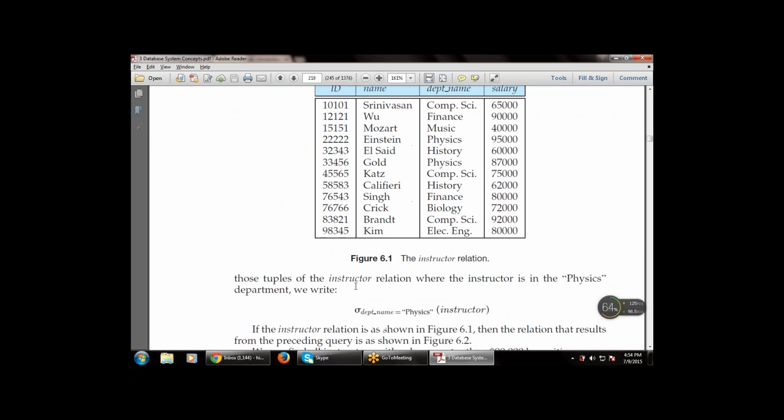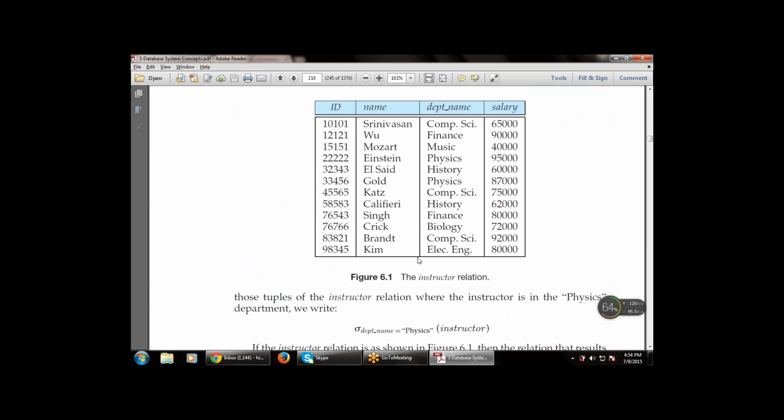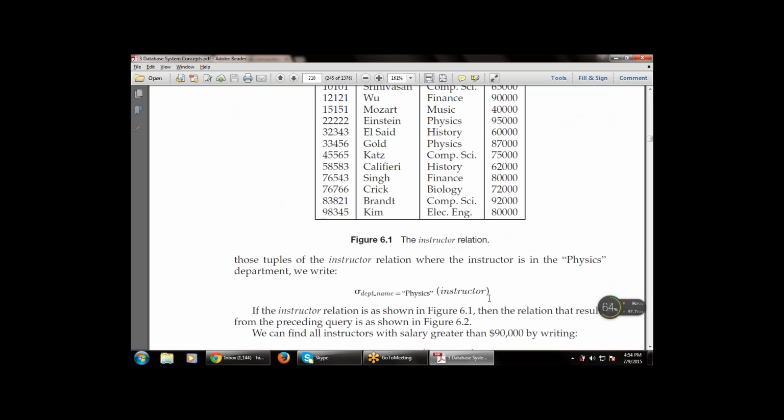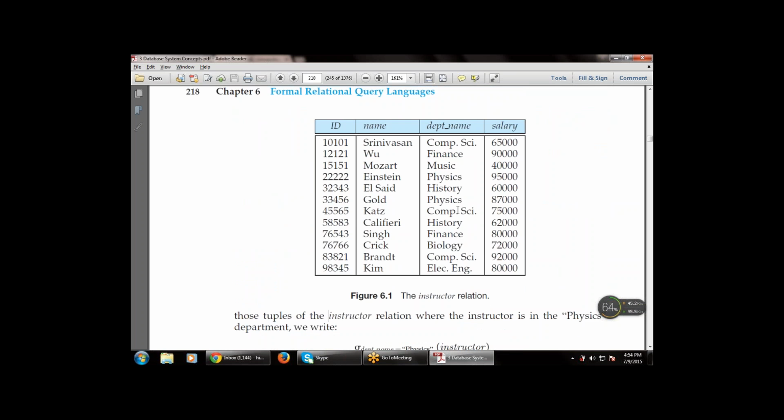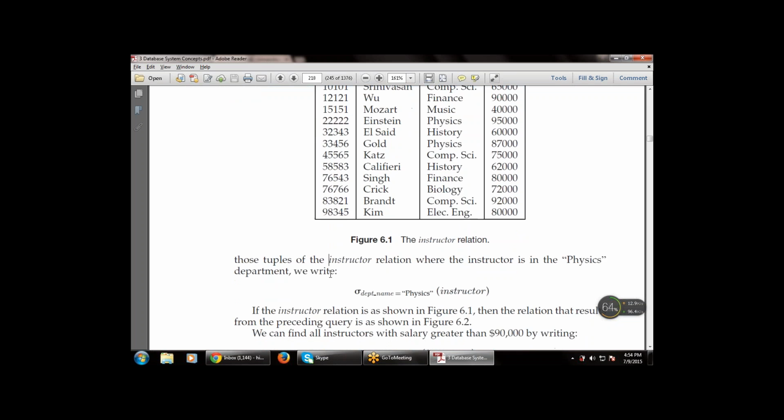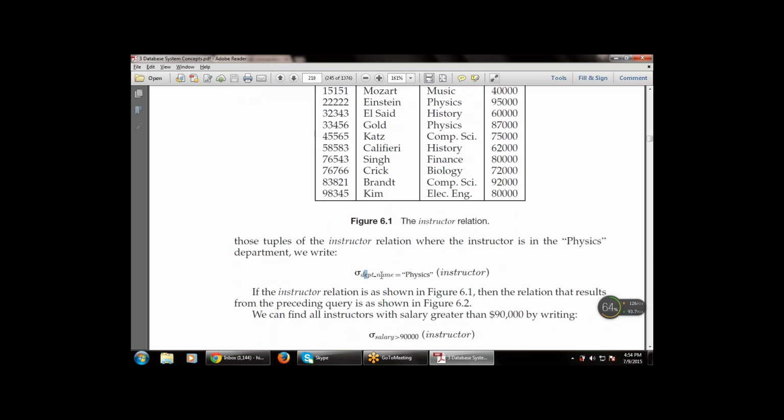Therefore, to select those tuples of the instructor relation where the instructor is in the physics department, we write sigma with the condition in the subscript: department name equals physics, and the table name in parentheses, instructor. So the criteria is department name equals physics, and the table is instructor.